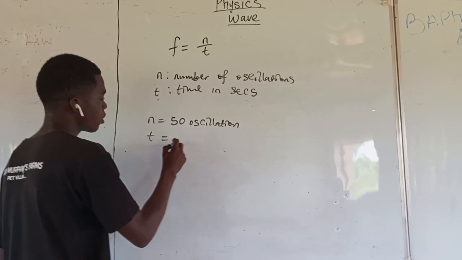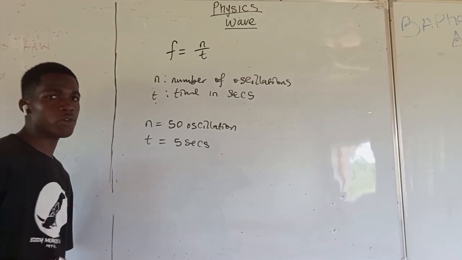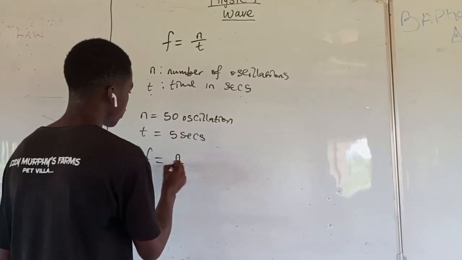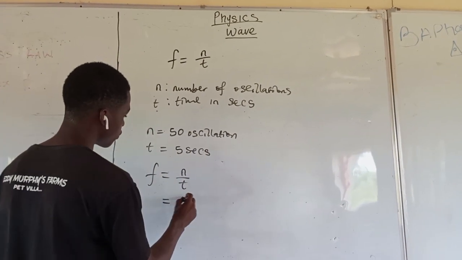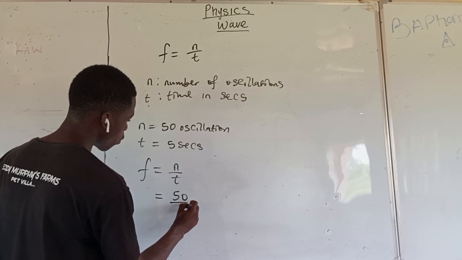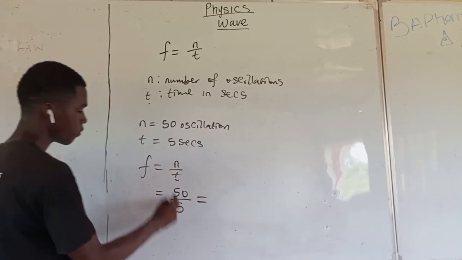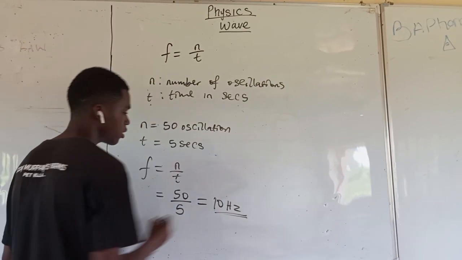In 5 seconds, calculate the frequency of this wave. Very easy. You will say F is equal to N over T, right? And we now know that N is equal to 50, so that means 50 will be here, over T, which is equal to 5. That will be 50 over 5, which is 10, so the frequency will be 10 Hz, as easy as that.